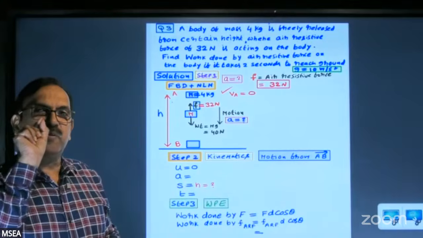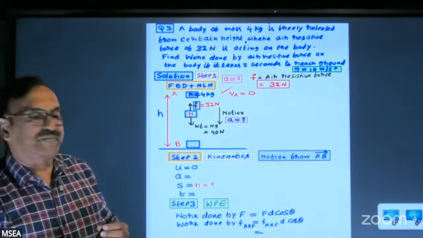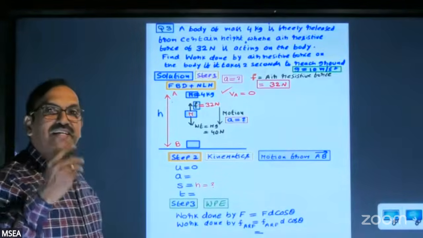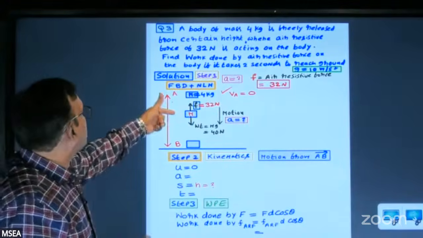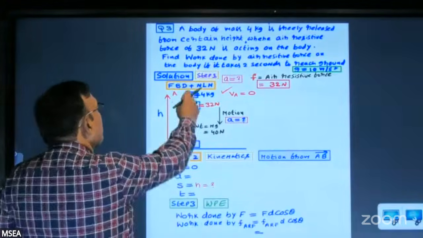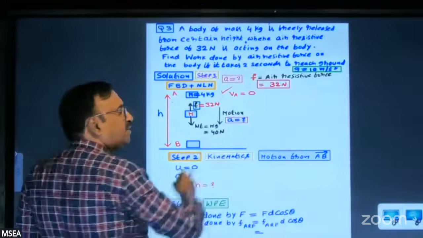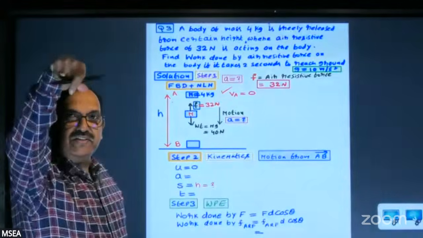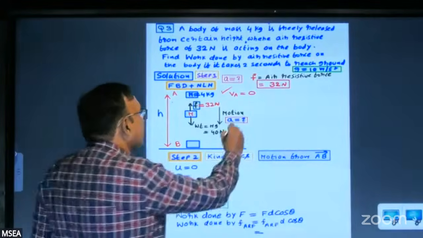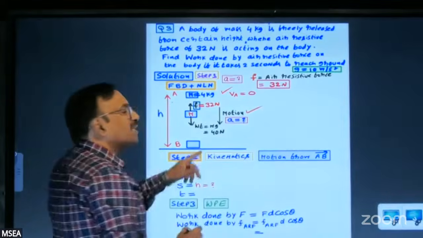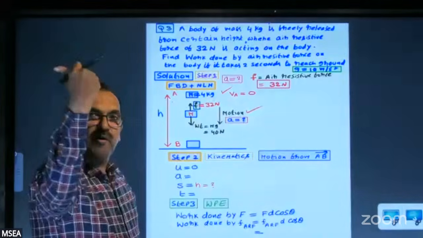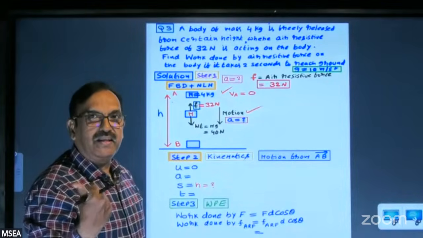But in all the chapters, small points we have to use. First thing is, you have to draw a free body diagram. This is a body of mass 4 kilogram that is freely released. Any body freely released will be falling down. So this is the direction of motion. Then let us say that it will be falling down with an acceleration a.